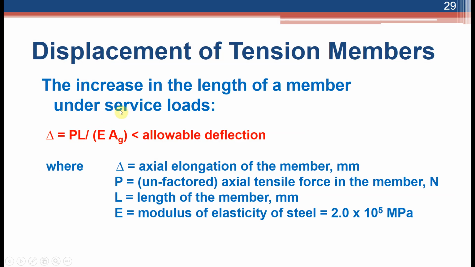Displacement of a tension member is the increase in the length of the member under service loads. It is nothing but a displacement, meaning a deformation. So PL upon AE should be less than the allowable deflection.